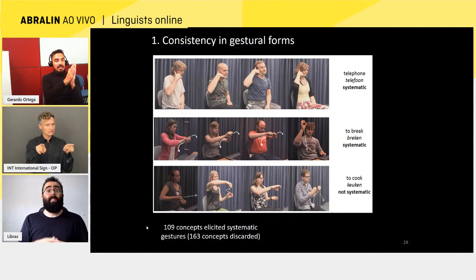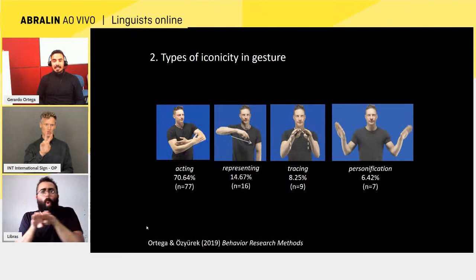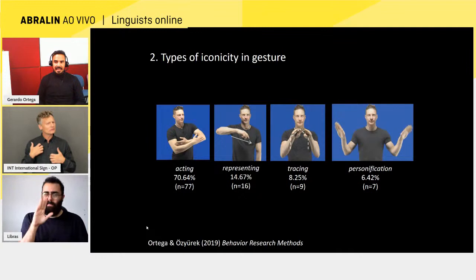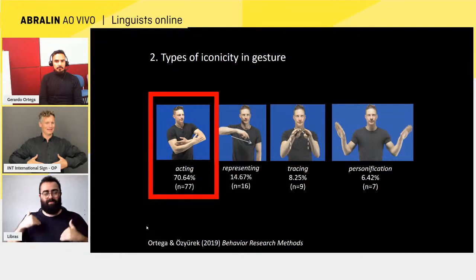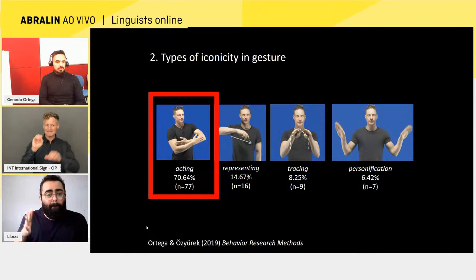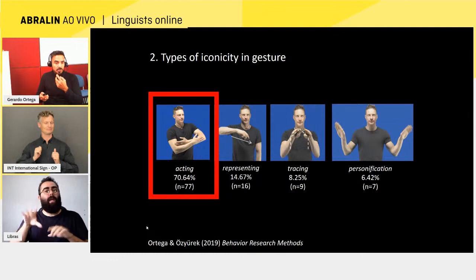And something that is also really interesting, and I'm going to be referring back to this point again and again, is the relevance of the acting strategy, where the body represents the body. Because we found that almost 70% of the gestures tend to use this acting strategy. And this is really important because it will show that this is a very productive strategy in gesture production, and also in sign language learning.